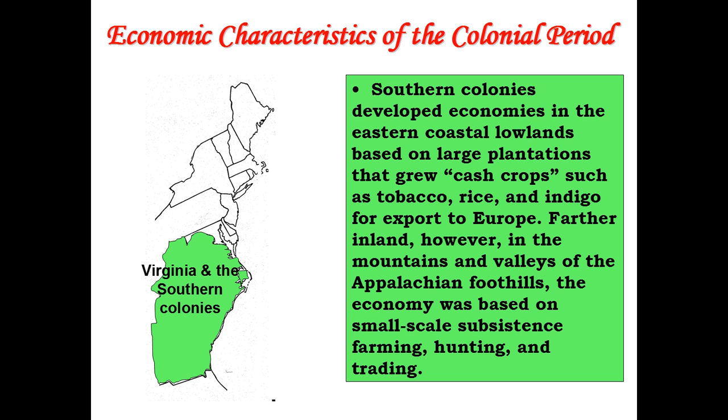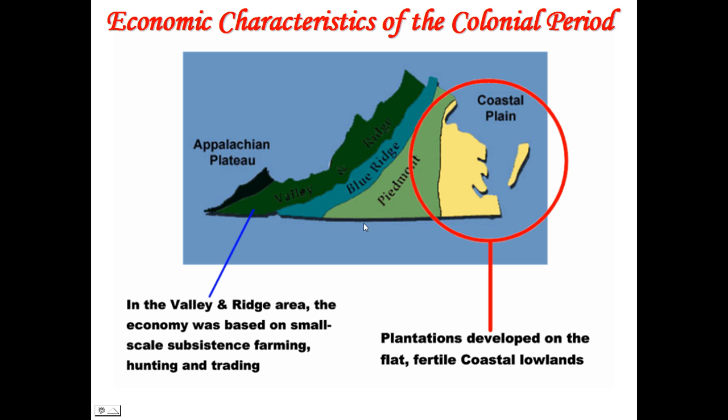So this is a simple east-west split in the South. In the east, you're talking about plantations. In the west, you're talking about more subsistence farming and smaller trading. So again, this is tied to geography. In the east coast, you're talking about flat, fertile land on the coastal lowlands, all right, and the plantations developed there. In the Valley and Ridge area where we live, the economy isn't based on these plantations because the land just wasn't suited to that kind of economy. So you're talking about smaller scale farming, hunting, and trading.